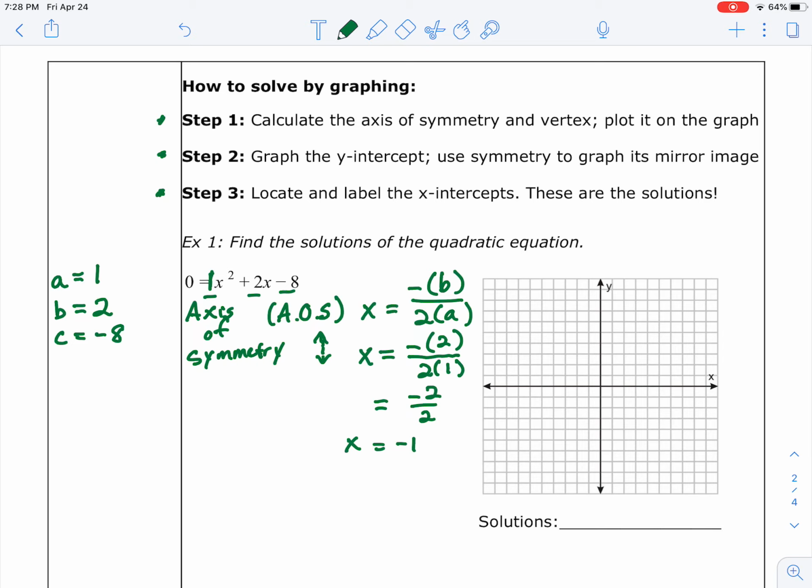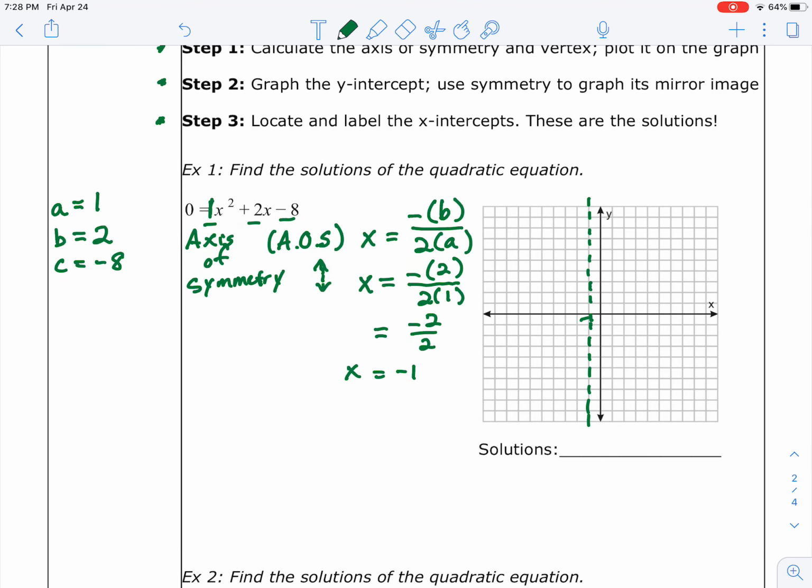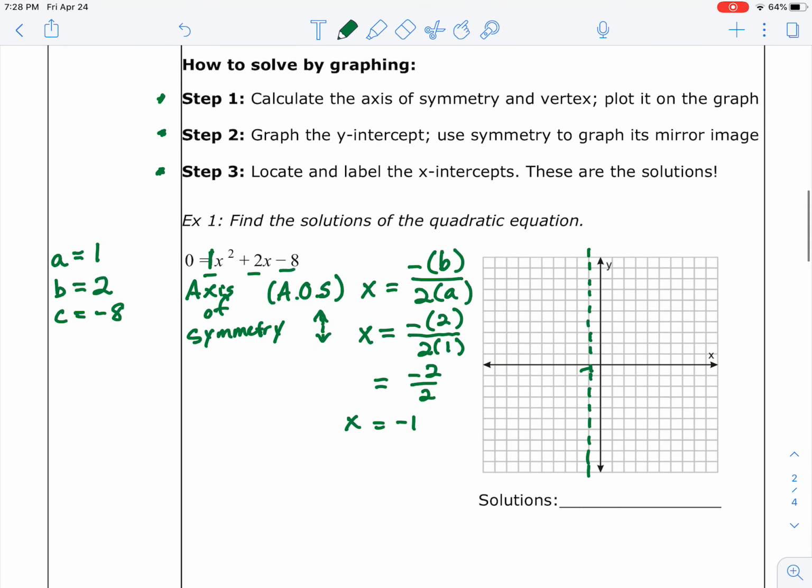So what does that mean? Well, on our graph here, we're going to put a vertical line through the x value of negative 1. So remember, negative 1 would be to the left of the 0, 0 point. And so this dotted line, I'd like you to make a little dotted line here, just like you've been doing the last few days. This is essentially our line of symmetry that goes right down through the middle of the parabola that we're going to graph.